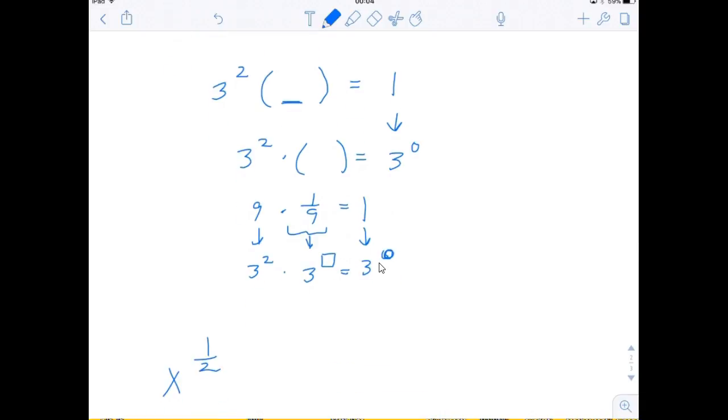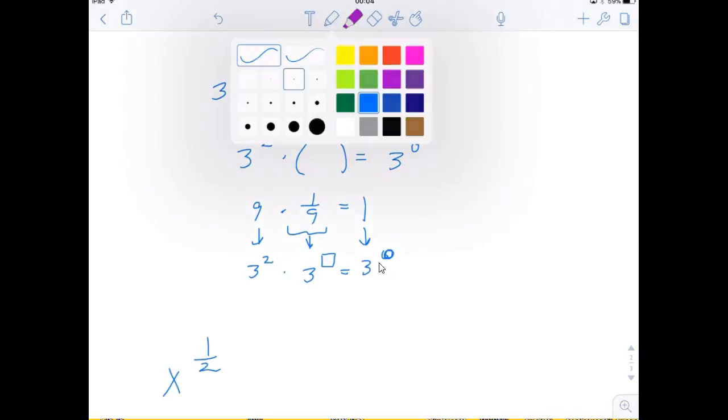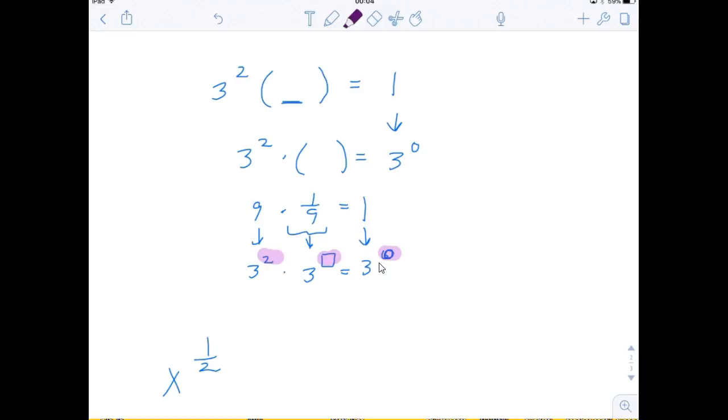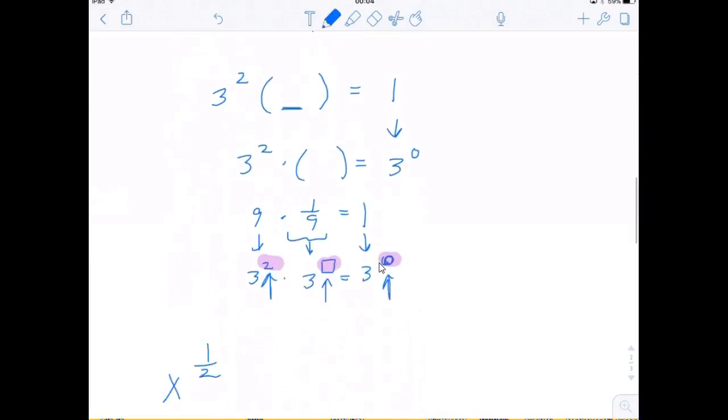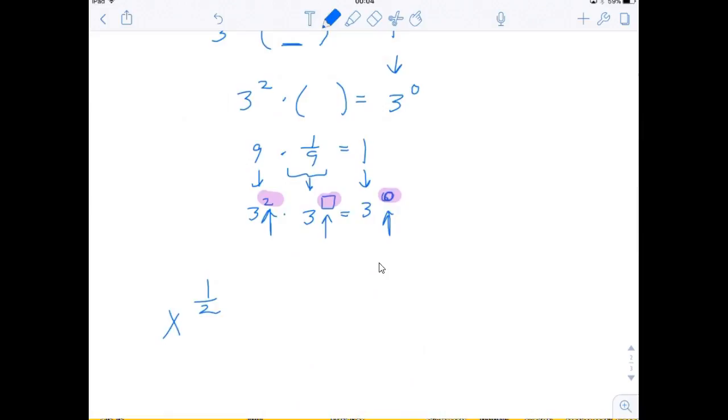So remember that if I wanted to figure out how to relate this, this, and this, I could use the product rule, right? The product rule says I can add these two exponents together, and it gives me this number. Let's go back and look at it again. Here's the product rule: 2 squared times 2 cubed is equal to 2 to the 5th. So 3 squared times 3 to the something equals 3 to the 0. So I can take 2, add it to something, and it equals 0. This, of course, is negative 2, right?